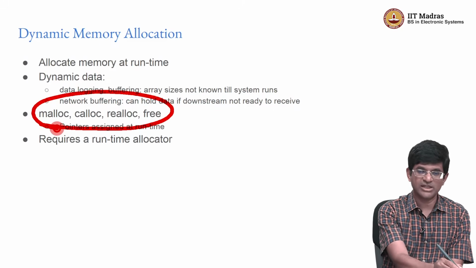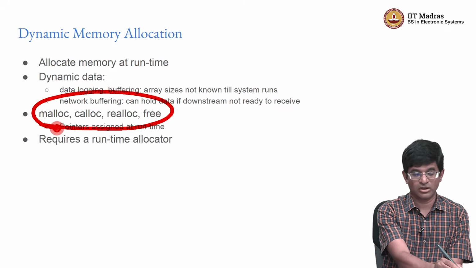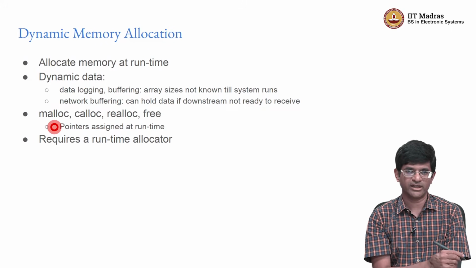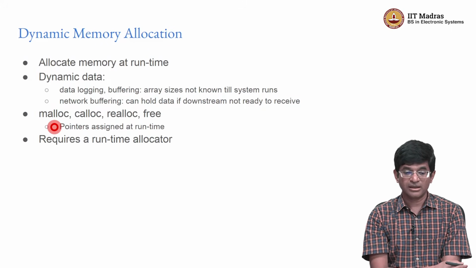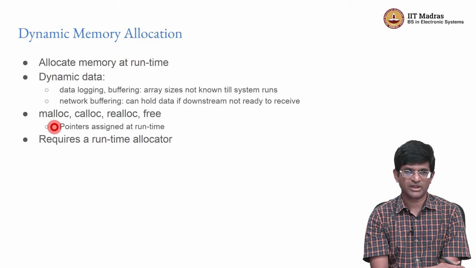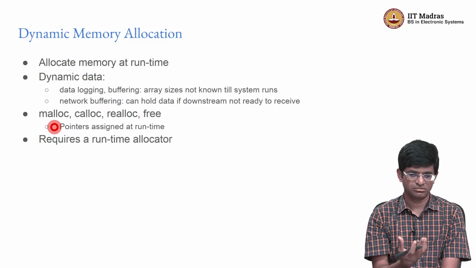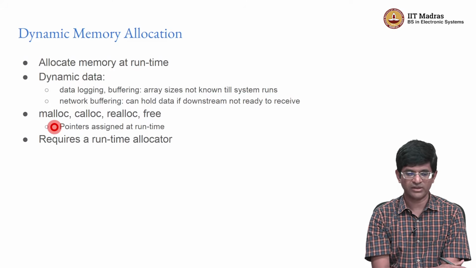Using a bunch of keywords or functions that are there in C, usually provided by the standard library, they provide pointers to you that are allocated at runtime and are not known at compilation time, right? And this basically gives you some freedom. It also gives you possible problems that you need to deal with.